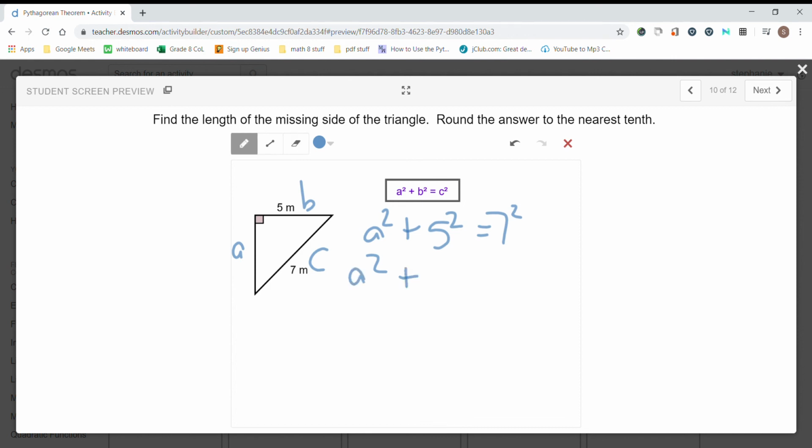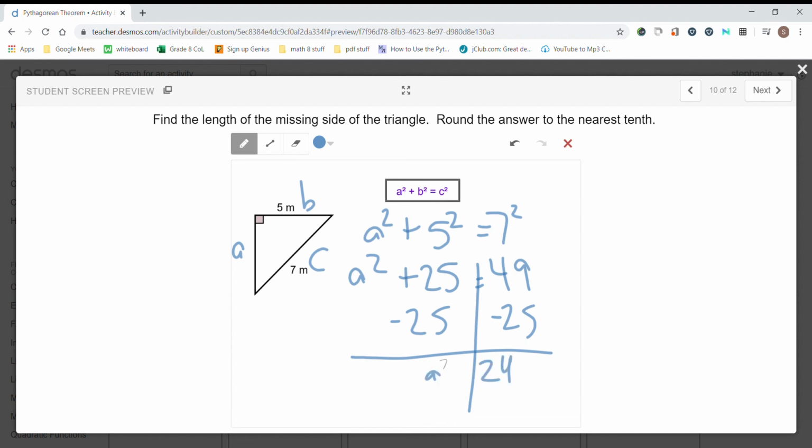We said 5 squared, 5 times 5, 25. 7 squared, 7 times 7, 49. I can't add these together because there's a variable. So if I can't add it, I have to subtract it. 49 minus 25 equals 24. So I have A squared equals 24. Take the square root. A is equal to 4.89.